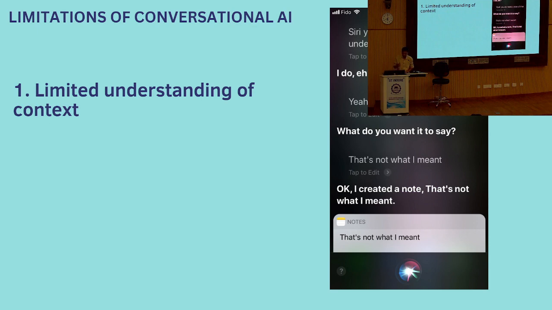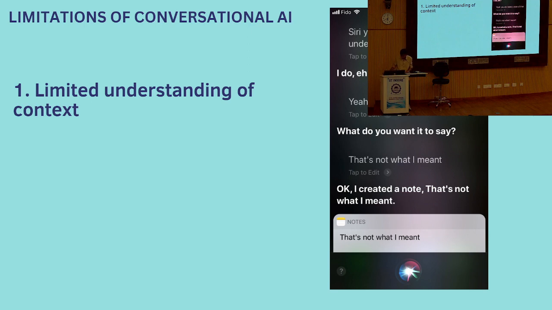So let's have a look at this image. Siri, you need to do a better job of understanding me. Siri says, I do? Yeah, you do. Need to make a note of that. What do you want it to say? That's not what I meant. Okay, I created a note. That's not what I meant. So as you can see, Siri was asked to make a note that you should understand me well, but it simply just made a note. So we can see that it struggles to understand the meaning of the conversation.